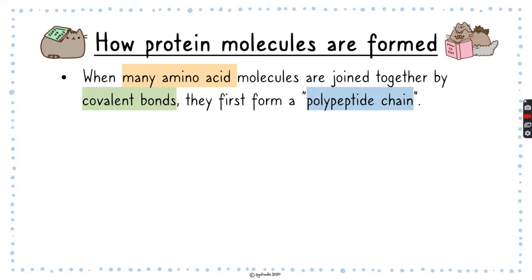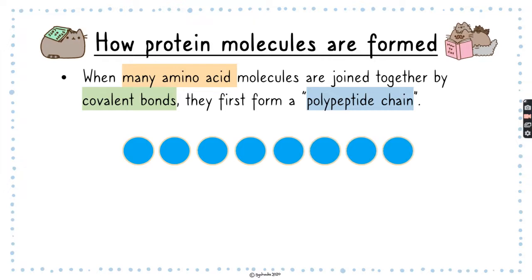When many amino acid molecules are joined together by covalent bonds, they form what we call a polypeptide chain. So let's say that this circle here is an amino acid. You have lots of amino acids and they are joined up by chemical bonds. So here's one bond, another bond, third, fourth, fifth, sixth, seventh bond. So all of these bonds join up 8 molecules of amino acids.